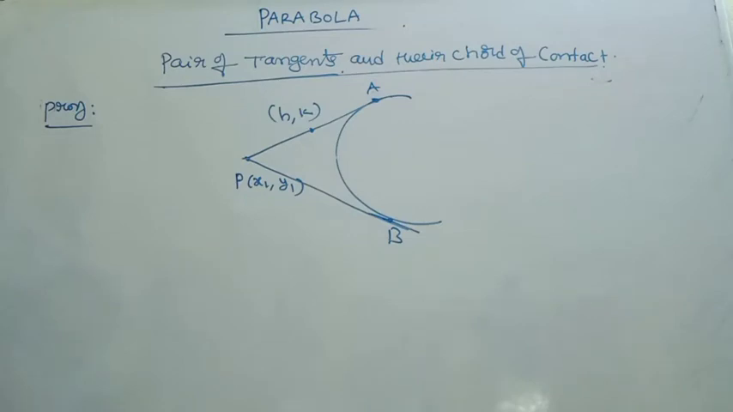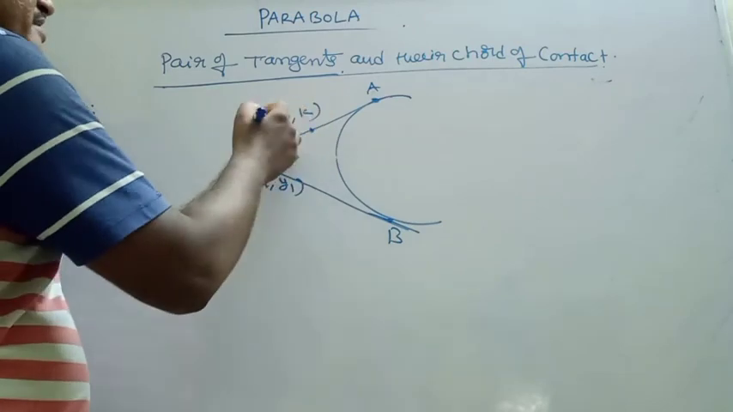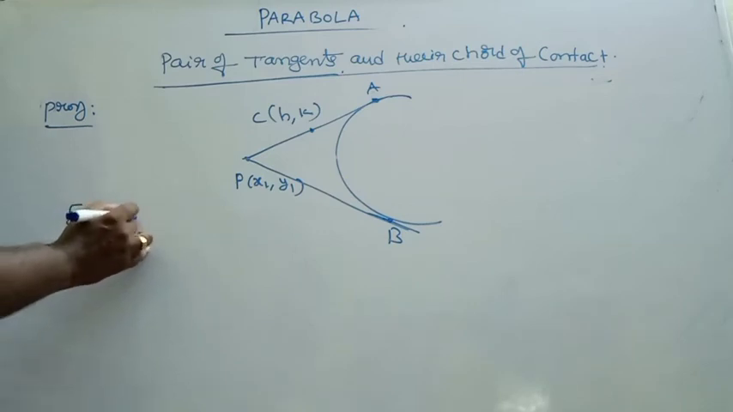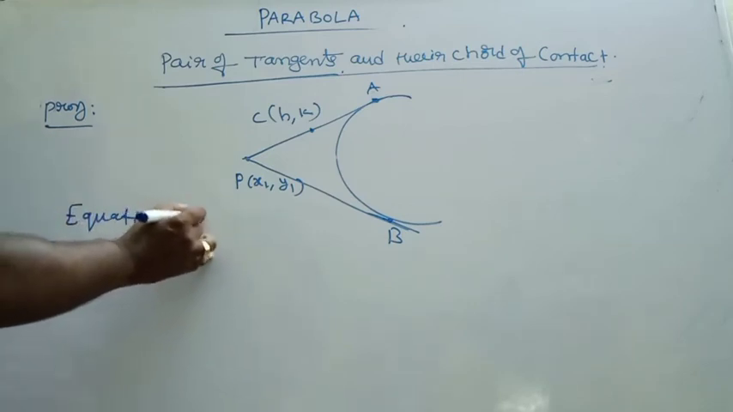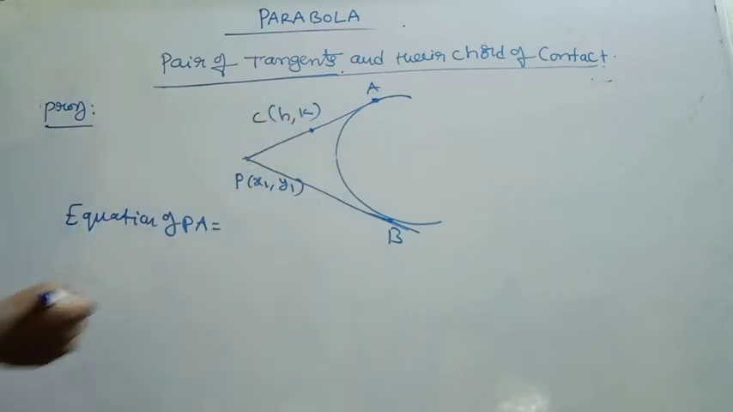Therefore, my dear students, h comma k, or some other symbol you can take, is any point on the tangent of the parabola, and this is the external point. We know that from that external point we can draw two tangents. Now what is the equation of PA, the tangent equation? Actually you know two points, right? Once you know two points, you can easily find the equation of the tangent.